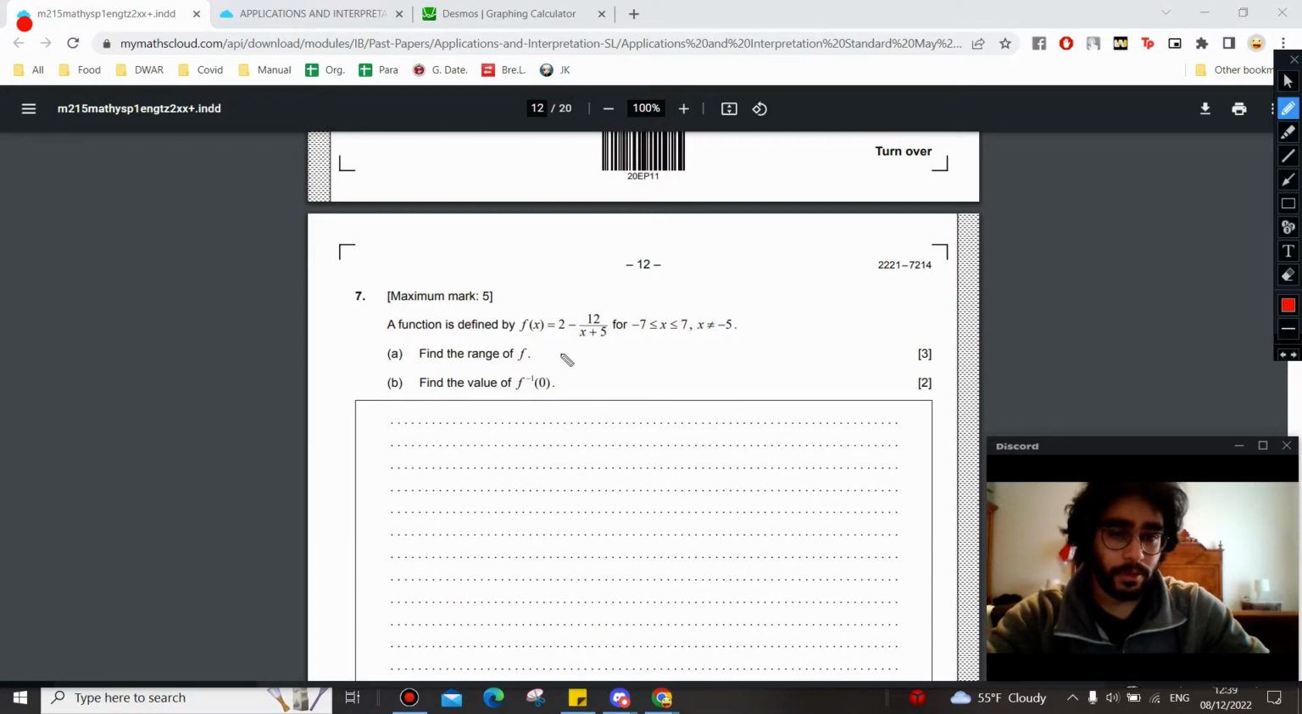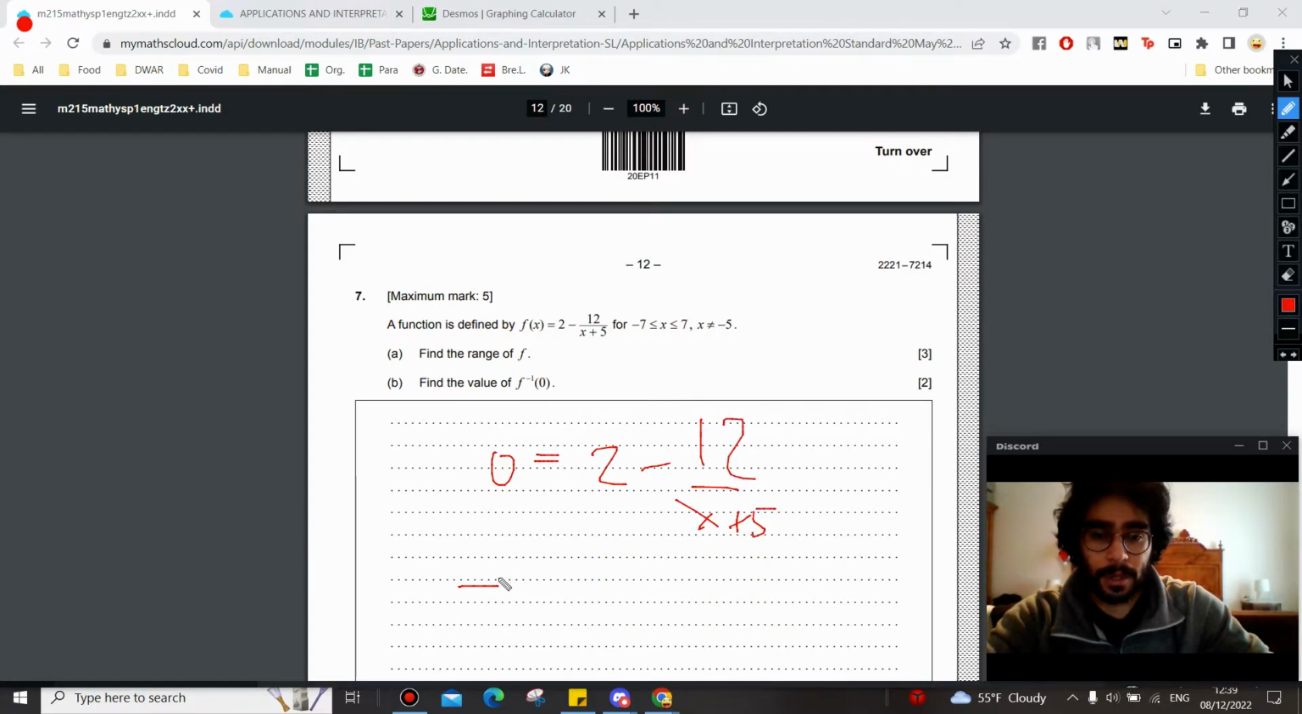Yes, and then you will find your x value. So for example, we would have 0 equals 2 minus 12 divided by x plus 5, which means minus 2 will be equal to minus 12 divided by x plus 5, which means the x, after you solve this, will be equal to 1. Okay, because 1 plus 5 is 6, minus 12 divided by 6 is minus 2. So you'll get the same answer.